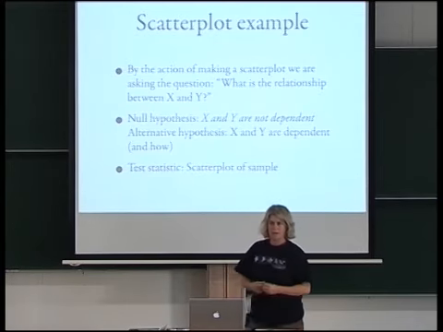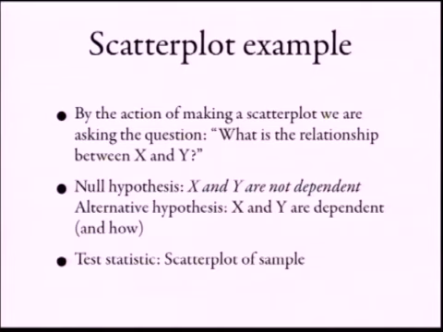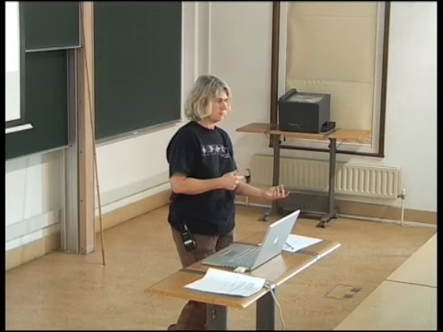Right, so let's look at a scatter plot as an example. By the action of making a scatter plot, you're asking the question, what is the relationship between x and y? So implicit in that could be a null hypothesis that x and y are not dependent, versus an alternate that x and y are dependent. Right?